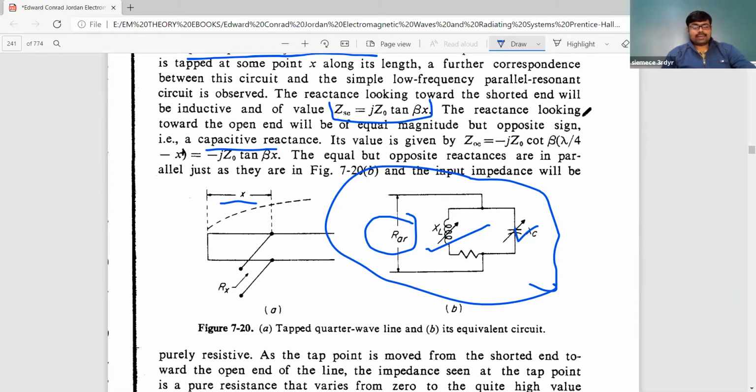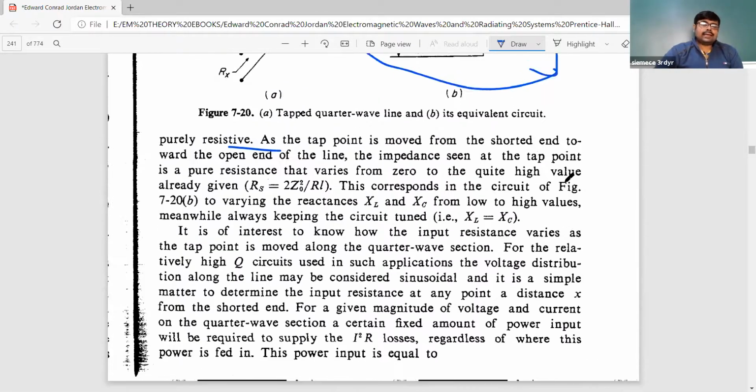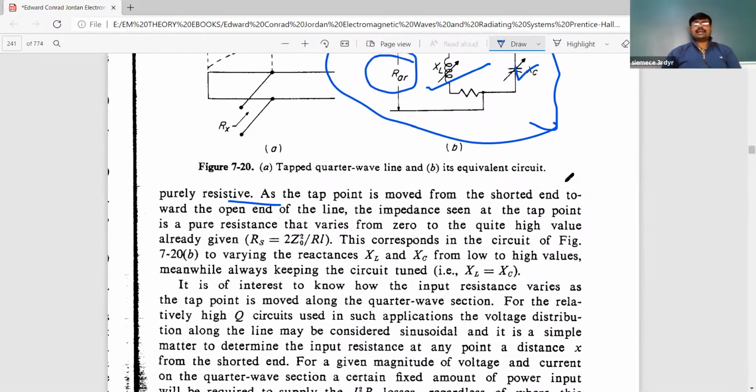There is no other effect. This particular point is important: RAR we are getting is purely resistive. That is very important in this case. That is the conclusion. I want to refer again: so many conclusions we are getting depending upon the different cases. We are modifying the different equations for the different applications, and we are establishing the relation between the different cases of the equations.